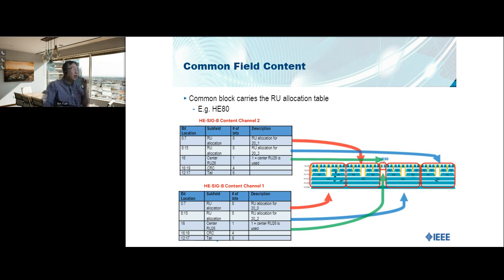So in content channel 1, for each 20 MHz, you have an 8-bit field to assign it. After that, you have 1 bit to indicate the center 26-tone RU. There is a similar structure in content channel 2. The only difference is that it points to different 20 MHz segments to allocate.